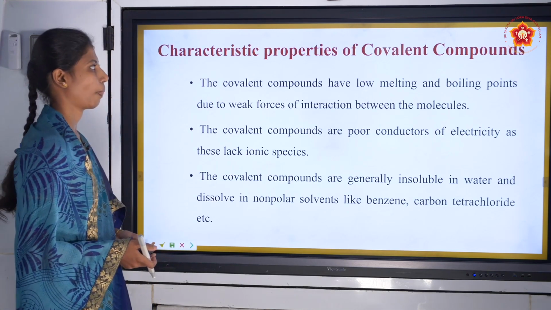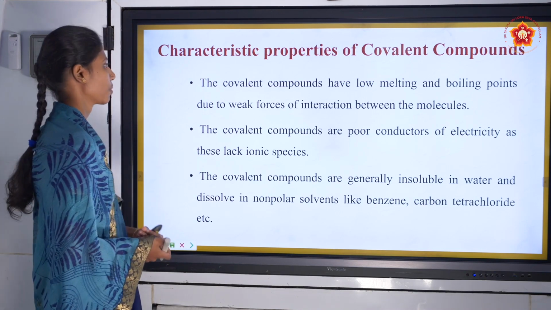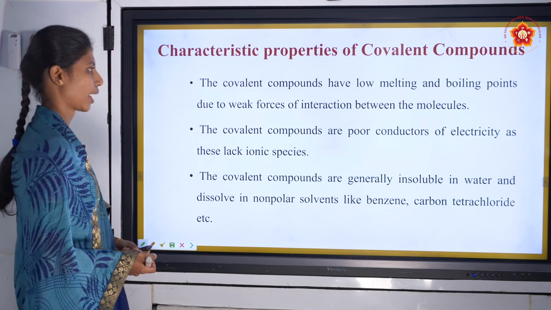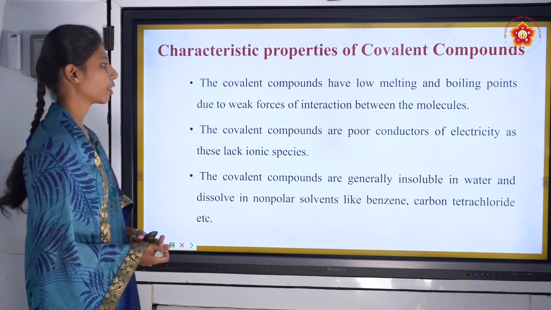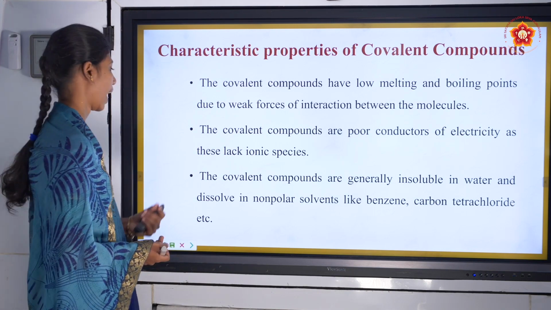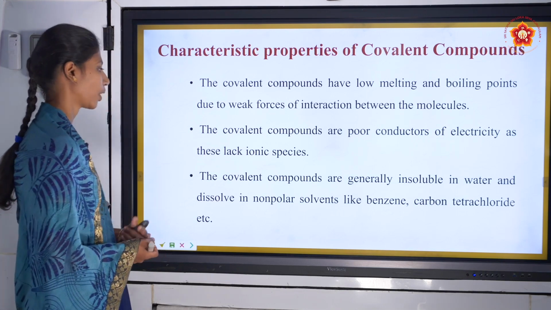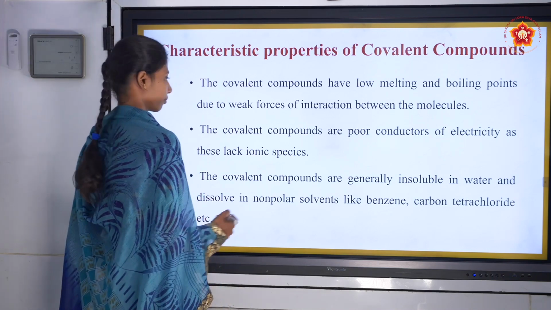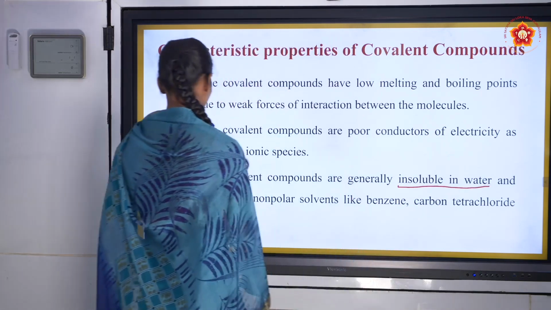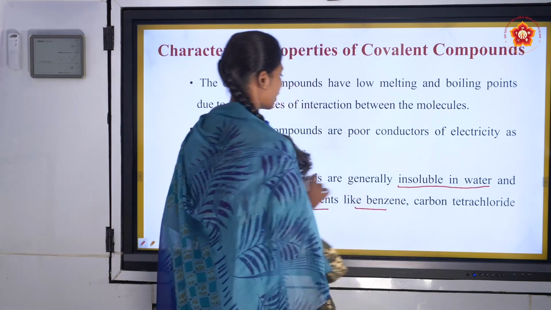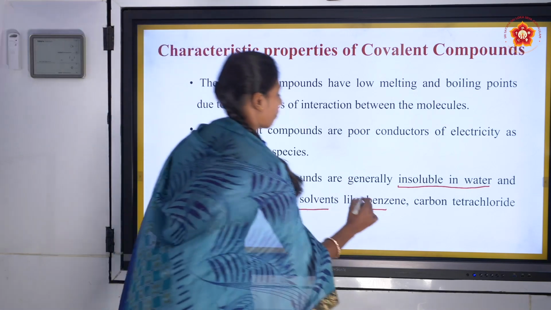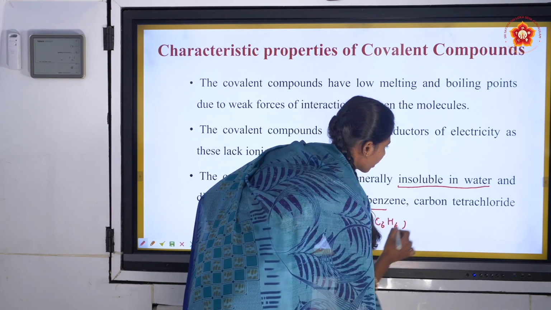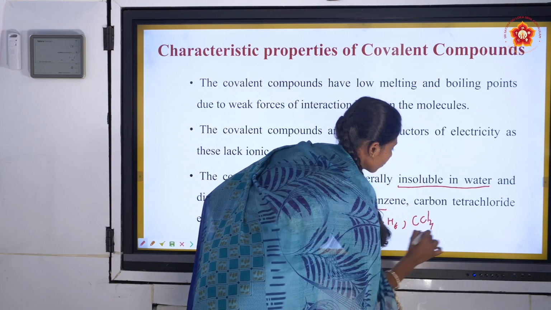Next, characteristics, properties of covalent compounds. First point, covalent compounds have low melting and boiling points due to weak forces of interaction between the molecules. Covalent compounds are poor conductors of electricity as they lack ionic species. They are generally insoluble in water and dissolve in non-polar solvents like benzene and carbon tetrachloride. The benzene formula is C6H6 and carbon tetrachloride is CCl4.